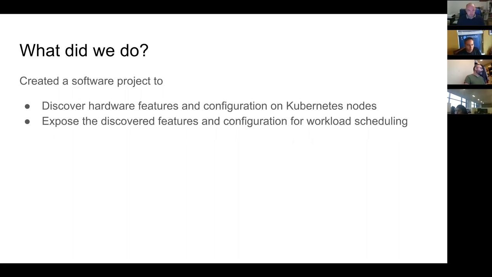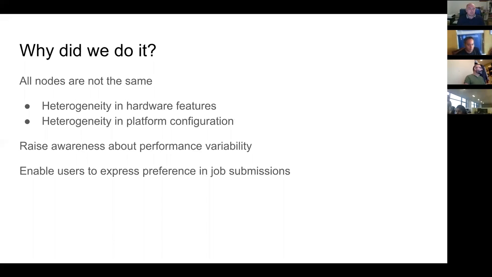It is a software project which discovers the hardware features and configuration on the Kubernetes node, and it exposes these hardware features and configuration for workload scheduling. So why did we do this? All nodes in a Kubernetes cluster are not the same. The heterogeneity can stem from the hardware features as well as the platform configuration. We wanted to enable users to express preference for certain types of nodes or certain types of configuration in their job submissions. And through that, we want to improve the efficiency in terms of performance and also reduce performance variability of applications.